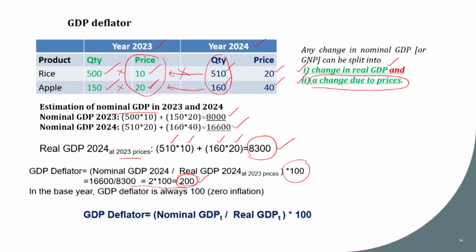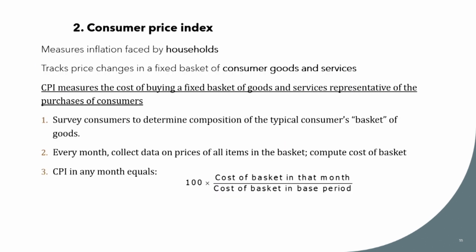Here you can see that when you look at the individual prices in 2023 and the individual prices of 2024, the prices have doubled. It has increased 100 percent. So using the formula, nominal GDP divided by real GDP, the value we get is the measure of inflation. This is one of the broadest measures of inflation, called the GDP deflator.